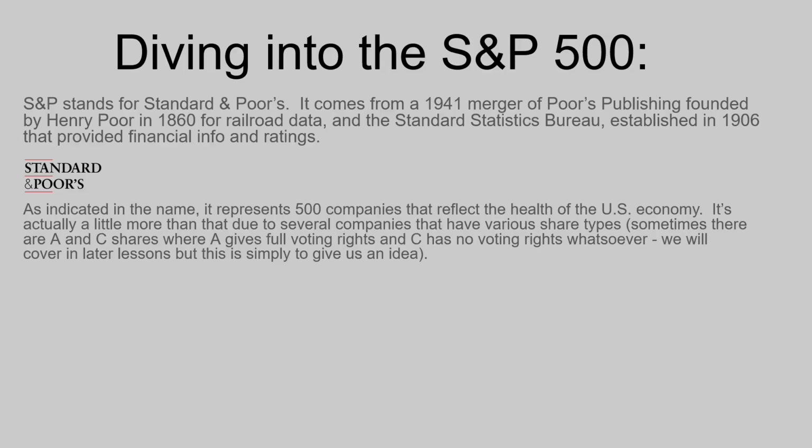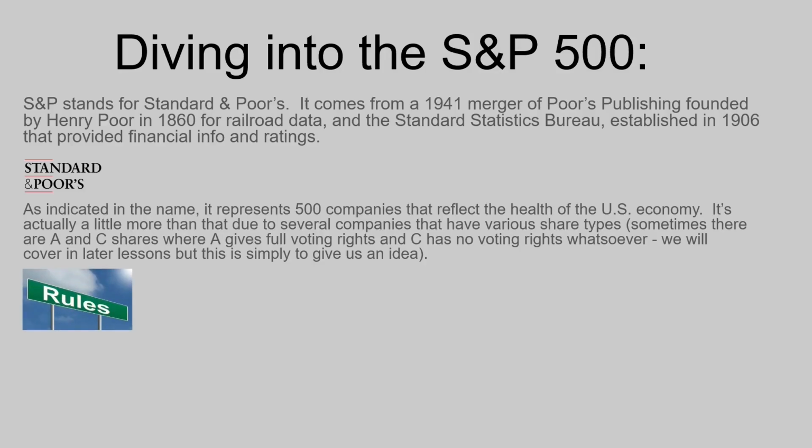So as indicated in the name, it represents 500 companies that reflect the health of the U.S. economy. It's actually a little more than that as far as company amount, or at least ticker amount, because some companies have various share types. Sometimes there are A and C shares, where A gives voting rights and C has no voting rights whatsoever. And we'll cover in later lessons, but this is simply to give us an idea.